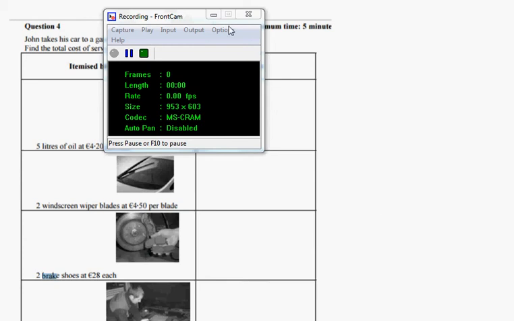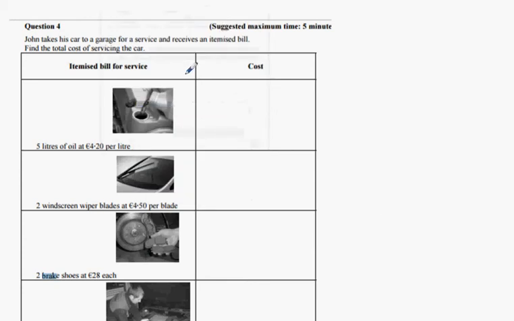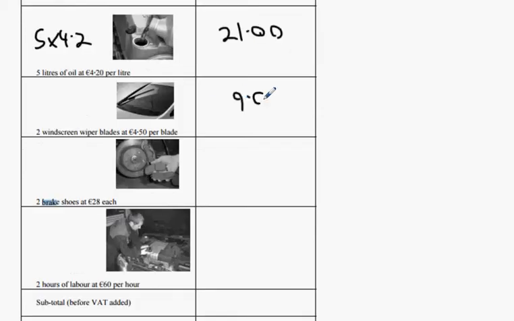Guys, so John takes his car to a garage for service and receives his itemized bill. Find the total cost of servicing the car. Okay, 5 multiplied by 4.2, 21 euro. Okay, 2 multiplied by 4.50, 9 euro.